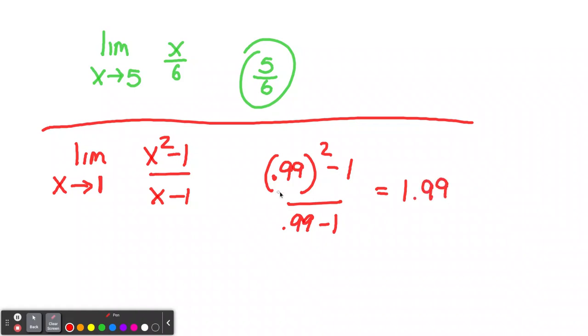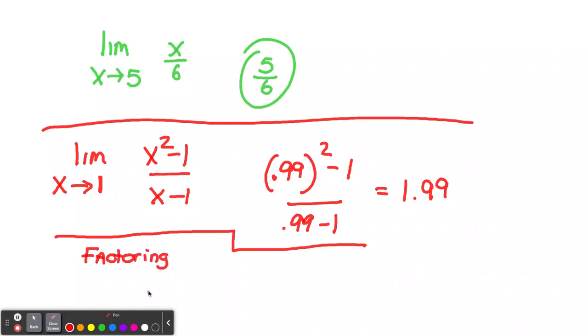In fact, if we kept increasing the 9s, like 0.999 and so forth, it'll get closer and closer to 2. So we can just estimate that it will be 2. But if we want to see that it is 2, we're going to do factoring instead of doing what I just did there. And again, we did this in the last video, but factoring we're doing now.